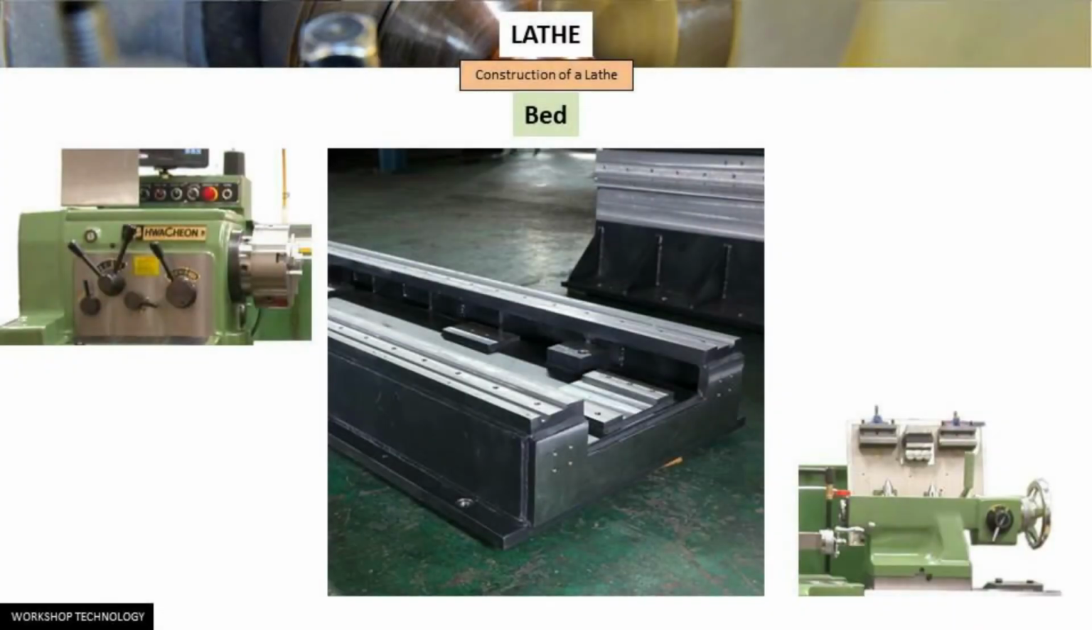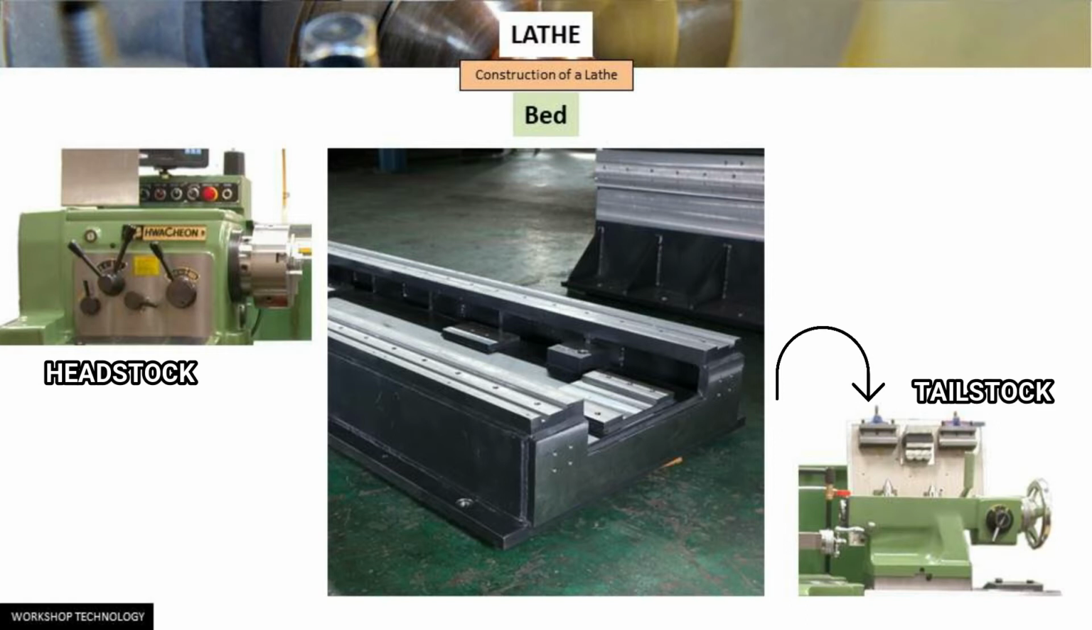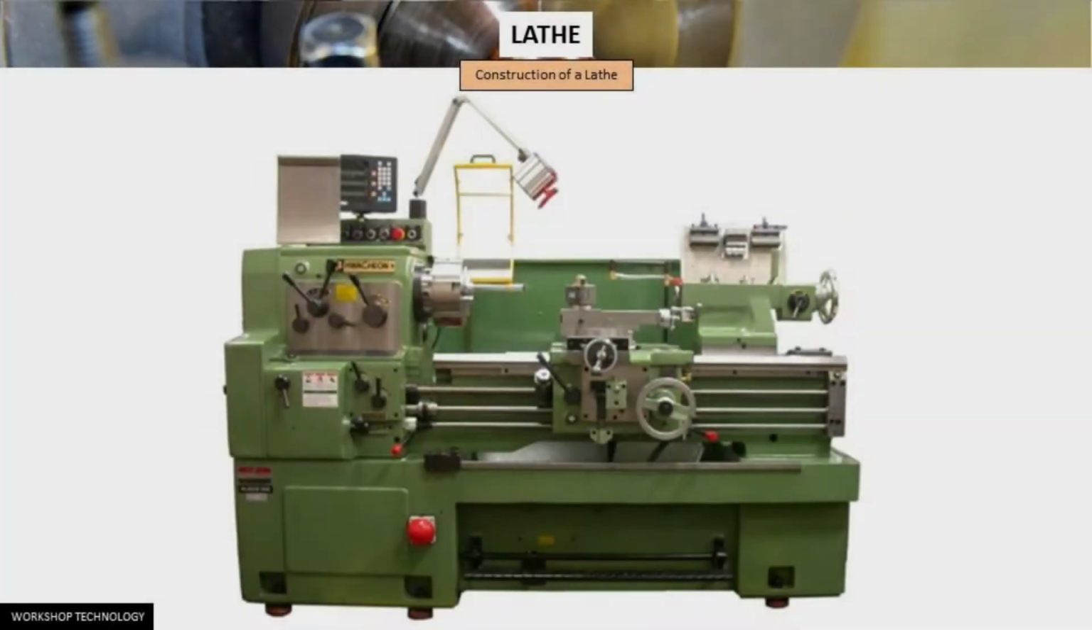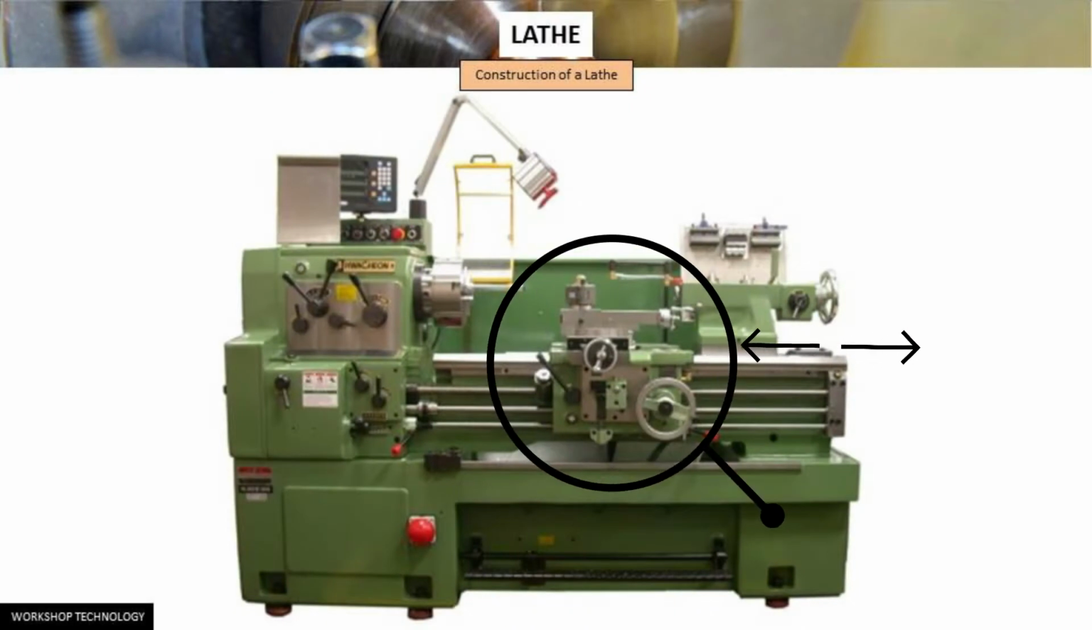The bed of a lathe machine is the base on which all other parts of the lathe are mounted. It is a massive and rigid single piece casting made to support the other active parts of the lathe. On the left end of the bed, the headstock of the lathe machine is located, while on the right side, the tailstock is located. The carriage of the machine rests over the bed and slides on it.